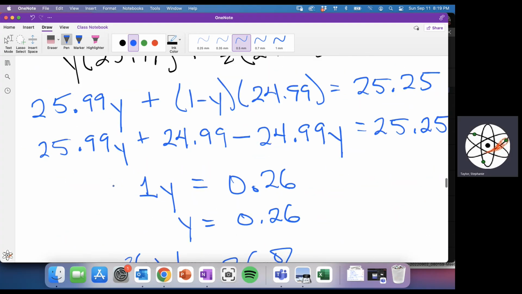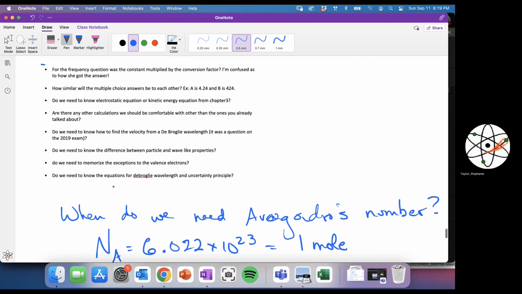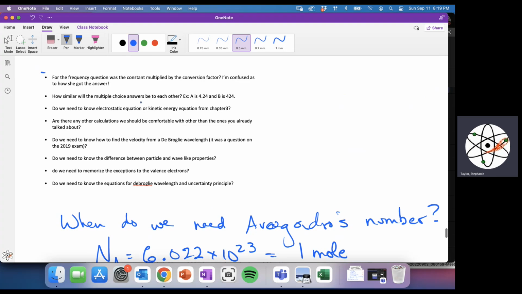Scrolling back. How similar will the multiple choice answers be to each other? It depends on the question. I know that doesn't help you a lot. Honestly, I'm just going to tell you to see the 2019 exams, because I can give you a whole bunch of different ideas and you will still want more. That way you can look at multiple different options.